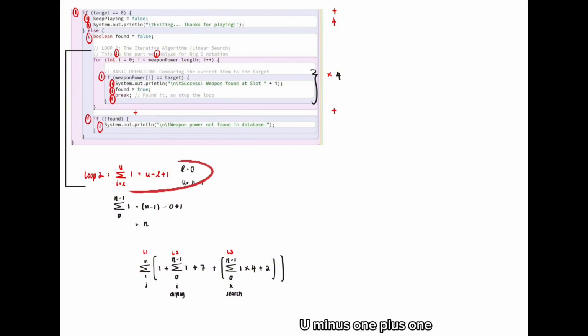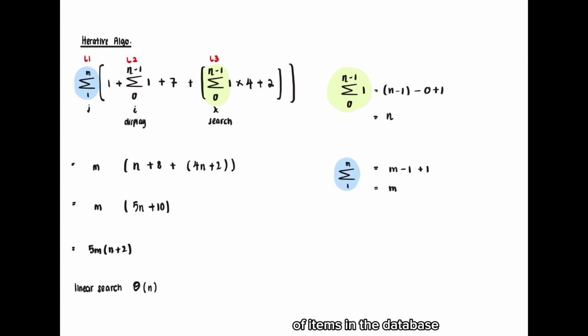To turn this into a formula, we use the summation. Since the loop goes from index 0 to n-1, we write it as the sum from i equals 0 to n-1 of 1, using the formula u minus l plus 1, where u is the upper bound and l is the lower bound. We calculate n minus 1 minus 0 plus 1, which simplifies to n, which means the search loop complexity is directly tied to the number of items in the database.